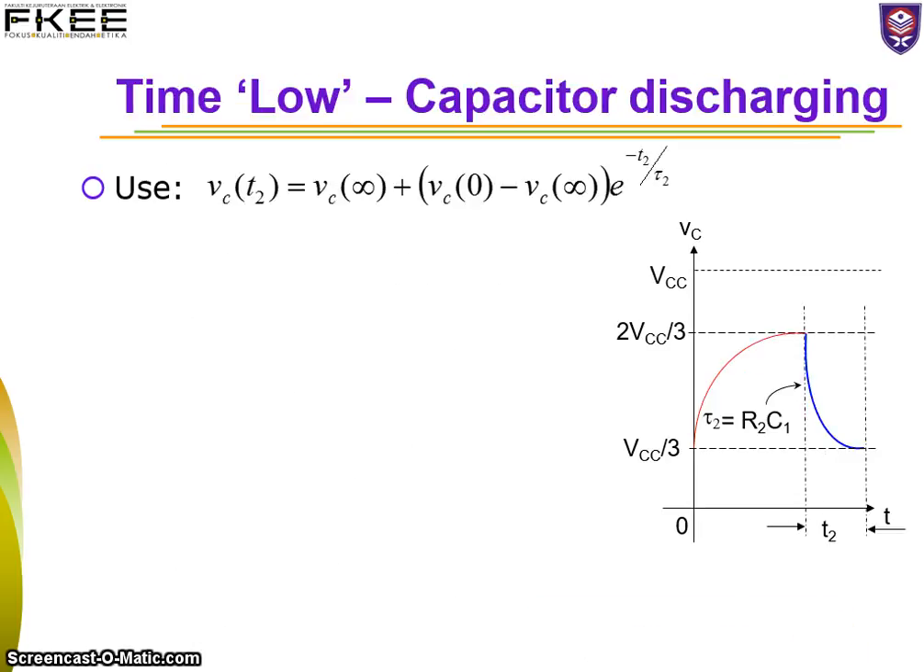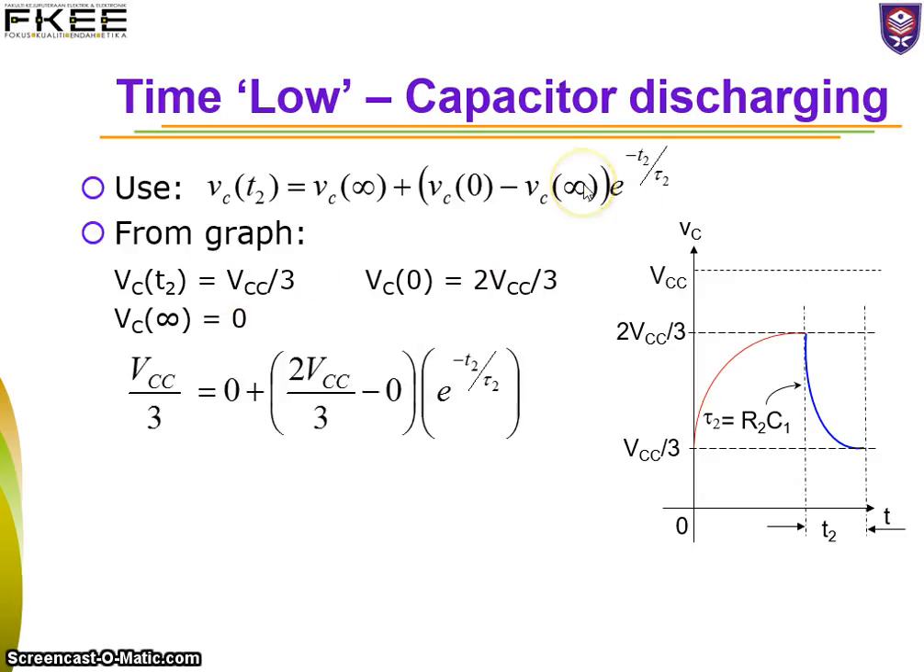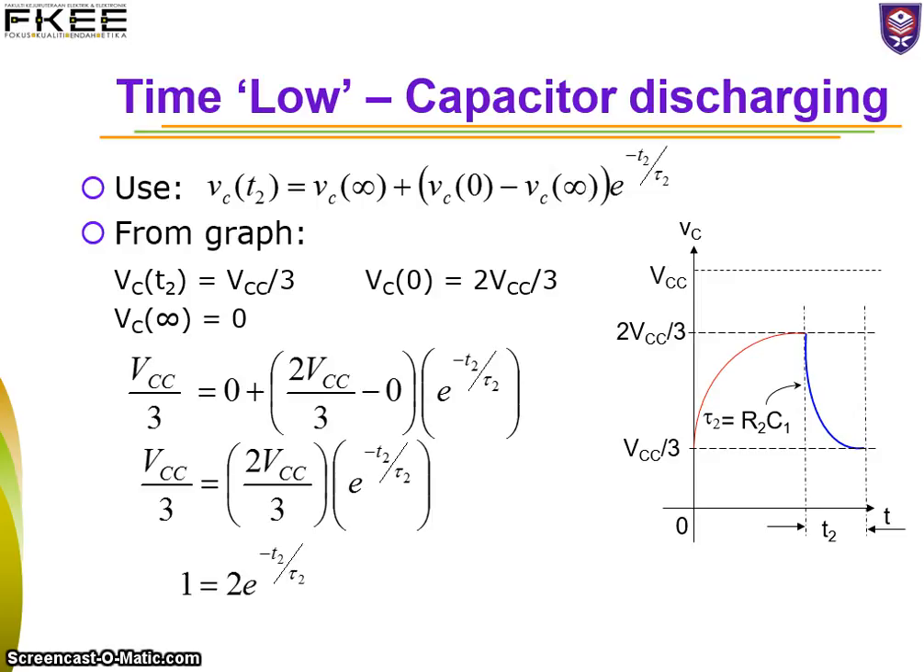Similarly for the time low, we still use the same equation, only that the time constant now is tau 2, which is R2 C1, the discharging through R2. Use the same equation as just now. At time T2, the voltage will reach VCC over 3 over here. The initial value is 2/3 of VCC, which is this one. And if we let the capacitor discharge, it will completely discharge until 0. This is the steady state value. Plug all this into the above equation and simplify to find T2.